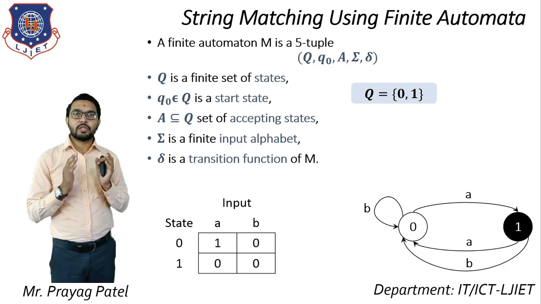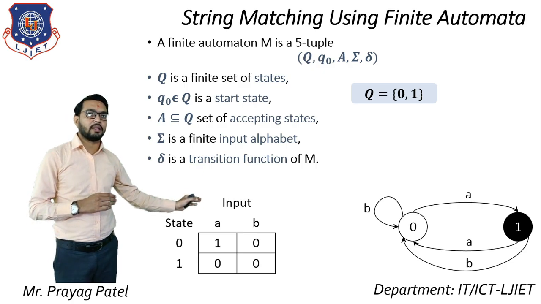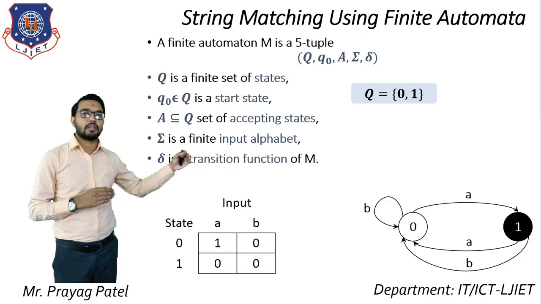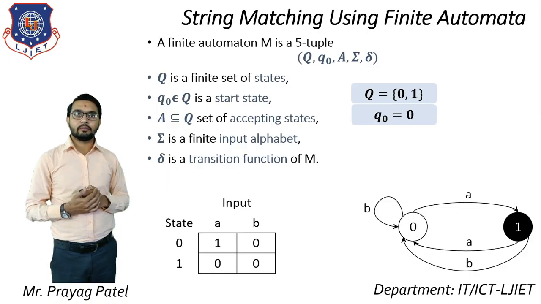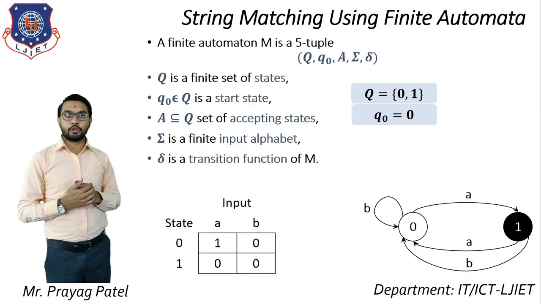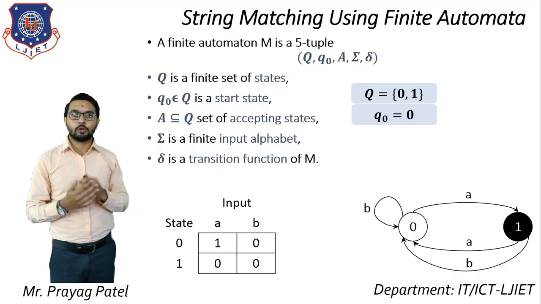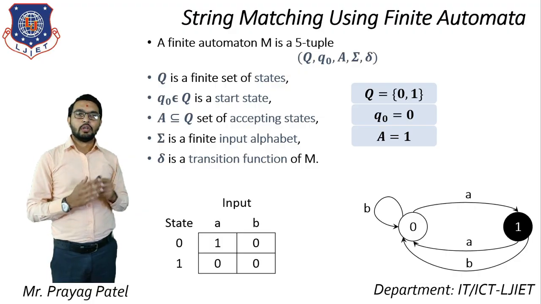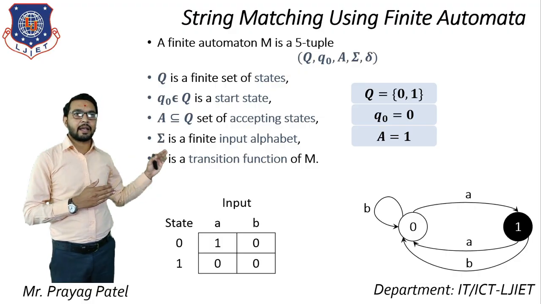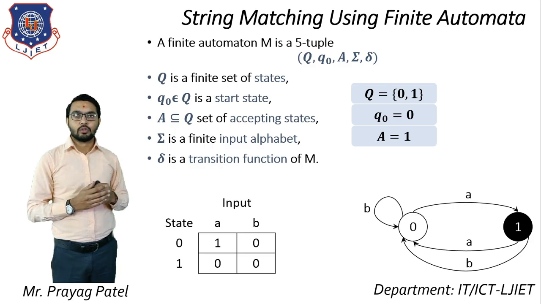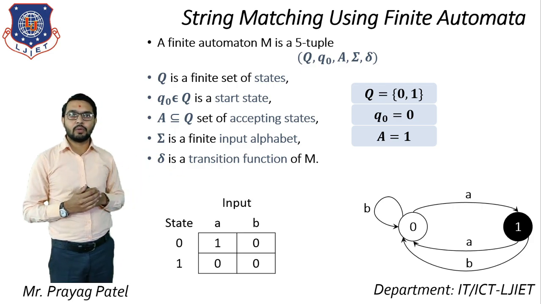First is Q. Q means the set of states. For this figure, or this finite automaton, the set of states is state 0 and state 1. So Q equals {0, 1}. Now consider Q0. Q0 means the initial or starting state. Here the starting state is 0, so Q0 equals 0. Now capital A is the accepting state. The final state in black color is the accepting state. So capital A equals {1}, because 1 is your final state.